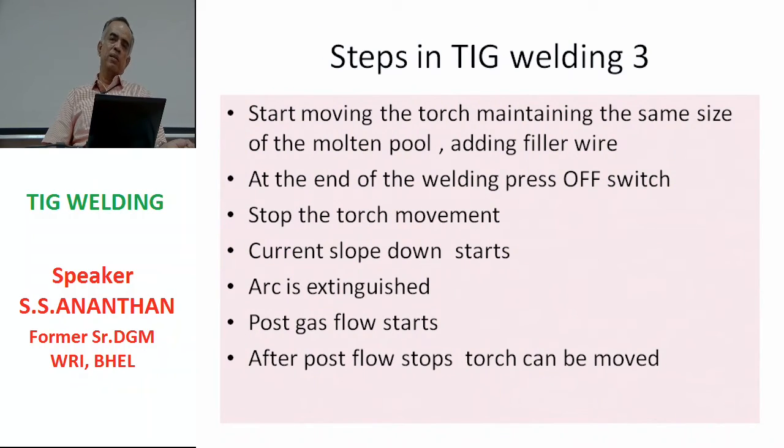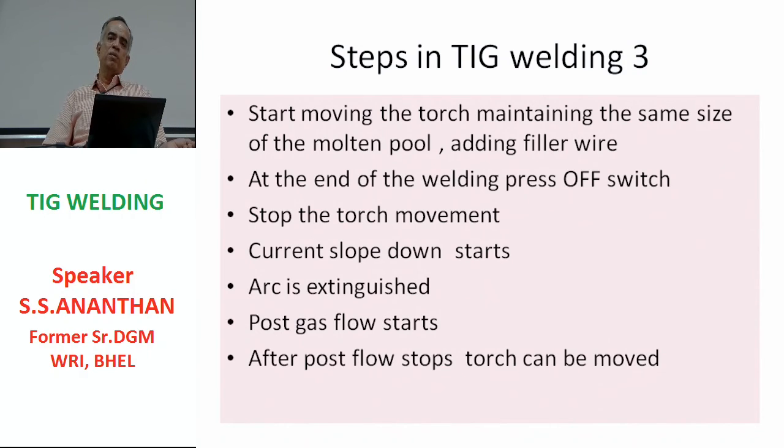So as discussed earlier, once you switch off system, you do not totally move the torch from the area, you keep the torch in the same location. Then current downslope starts. Current starts coming from the maximum value to the lower value, and then it comes to 0. That means the arc is extinguished. Then the post gas flow starts, where the gas is really coming out of the shielding and the torch for some more time, again the order of 15 to 30 seconds.